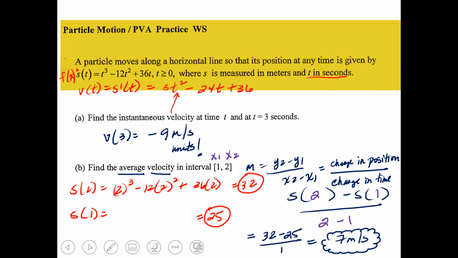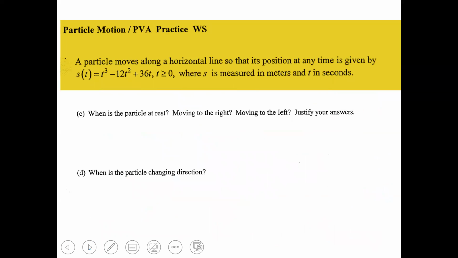All right, let's go on to C. For C, it says, when is a particle at rest? At rest would mean that the velocity is going to be at 0. When is it going to be moving to the right? And then when is it moving to the left? Justify your answer.